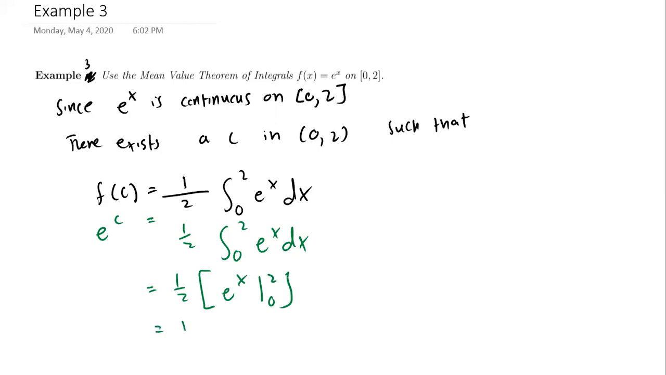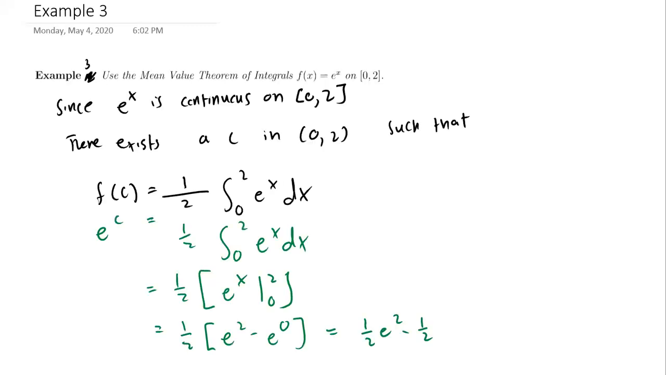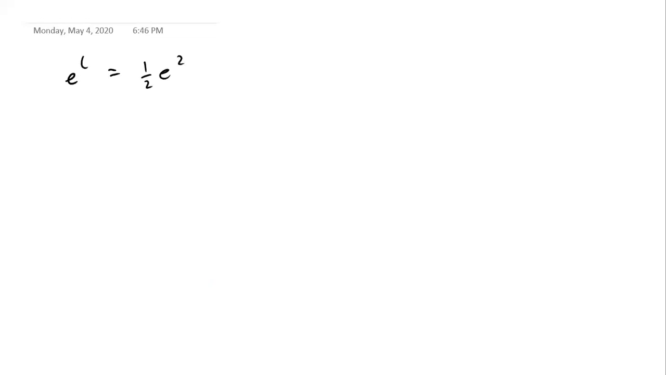Simplify that. Again, we don't have to worry about the 1/2 until the end. This means plug in 2, subtract what you get when you plug in 0. e to the 0 is 1, so after distributing everything, this becomes 1/2 times e to the 2 minus 1/2 times 1, which is 1/2. So in the end, what we're getting is that there exists a c such that e to the c equals 1/2 e to the 2 minus 1/2.